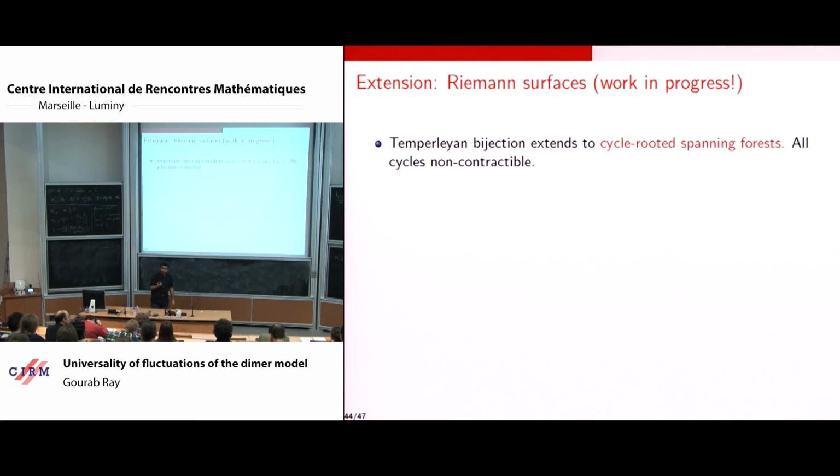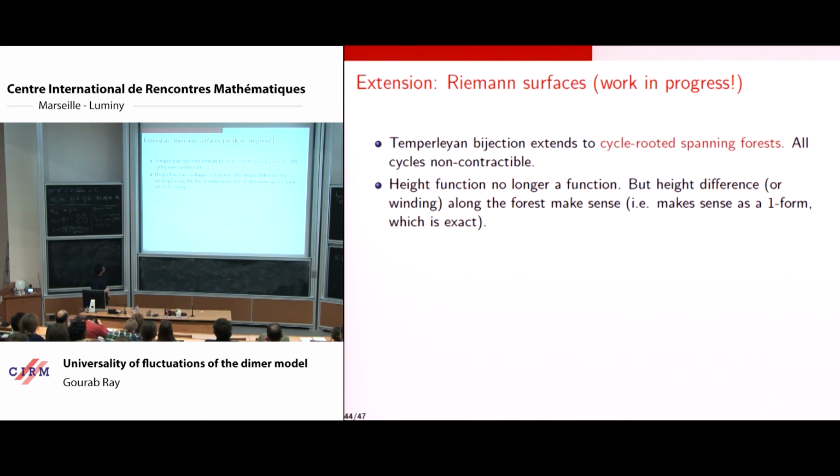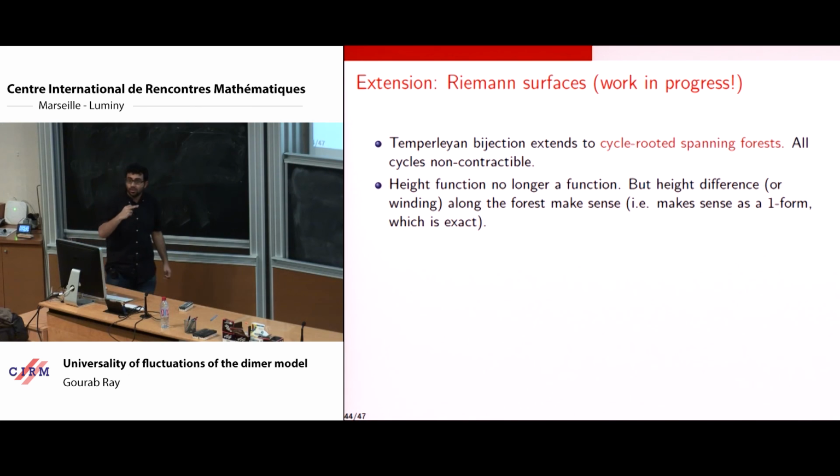The cycles have to be non-contractible. And still there is this connection that this height function is in some sense the winding of the branches. However, the height function no longer makes sense, as you saw in the torus. If you go along this cycle, it picks up some number which you have to add every time, so it's a multi-valued function. But as a difference, you can still make sense of this as a function on the edges.